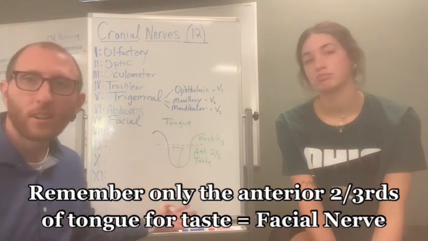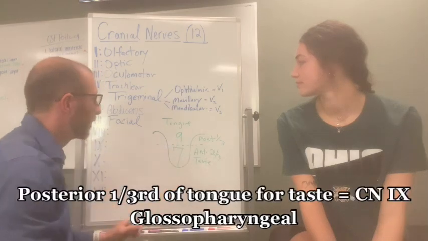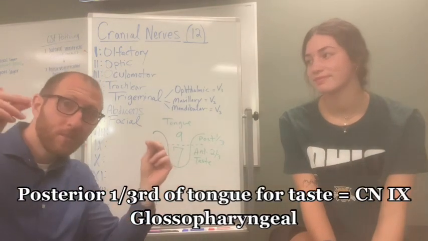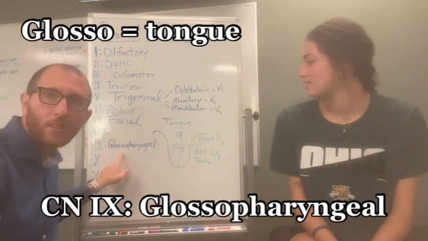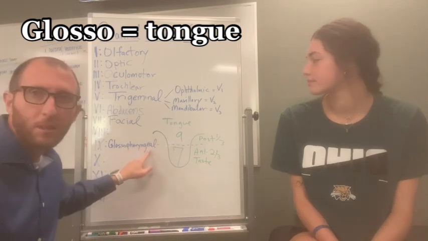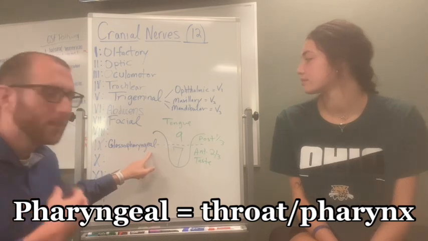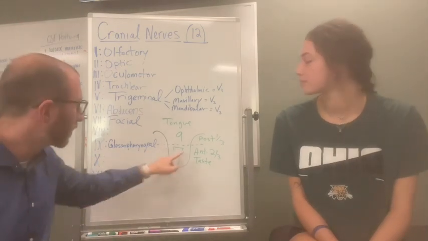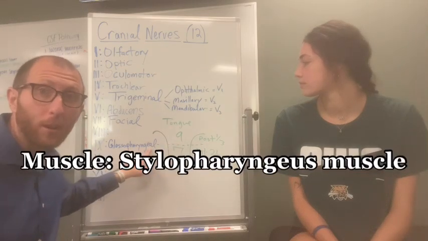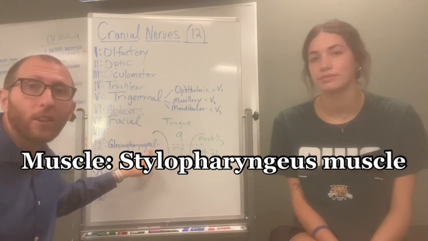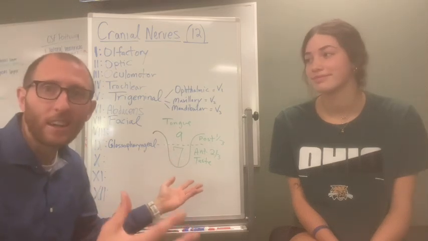What about the posterior 1/3? That's number 9. 9 is the glossopharyngeal, which glosso means tongue, pharyngeal means like throat or pharynx, the back of the throat area. So the glossopharyngeal is going to deal with the tongue, and posterior 1/3 for taste, and then a couple things popping up on your screen for the throat. But let's not skip over number 8.